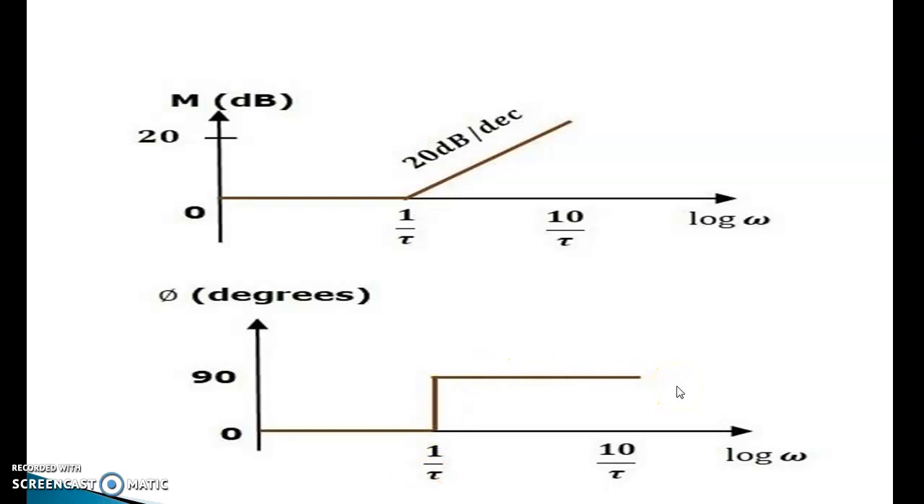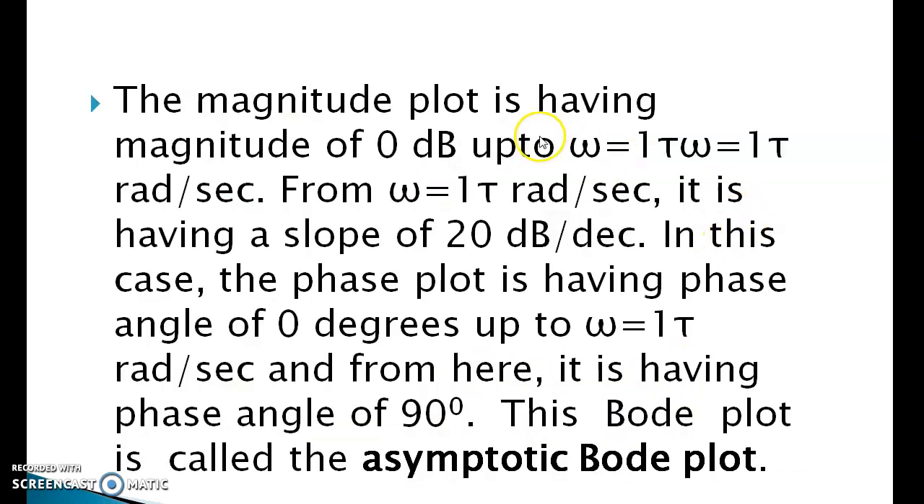is like this. The magnitude plot has a magnitude of 0 decibel up to omega is equal to 1 by tau radian per second. From omega is equal to 1 by tau radian per second, it has a slope of 20 decibel per decade. In this case, the phase plot has a phase angle of 0 degree up to omega is equal to 1 by tau radian per second, and from there it has a phase angle of 90 degrees.